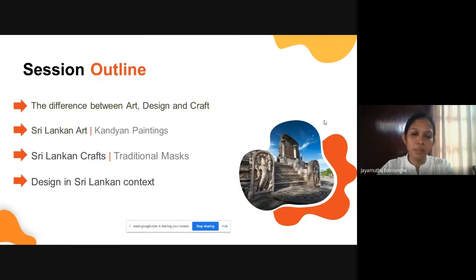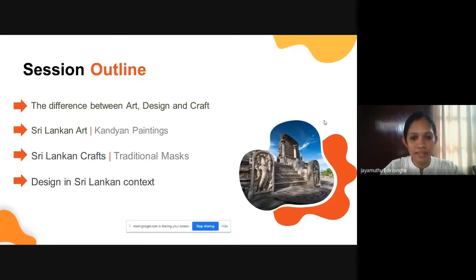And then I'll be moving on to Sri Lankan art. Mainly, I'll be discussing Kandyan and mural paintings because those are very important. Then I'll focus on Sri Lankan traditional masks because those are very important when we talk about Sri Lankan crafts. And then finally, I'll sum up with design in the Sri Lankan context. Those are the main contents I'll be covering within this 1 or 1.5 hours. This is the outline of the session.